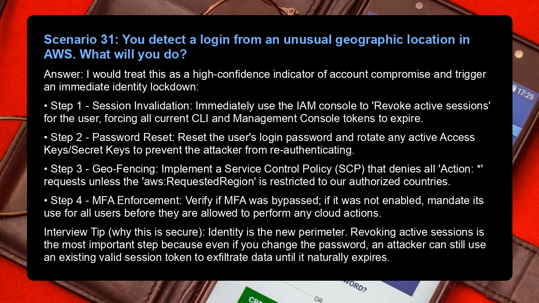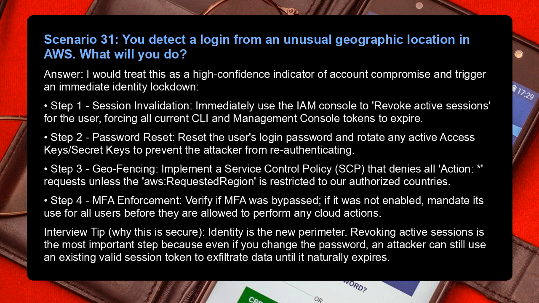Scenario 31. You detect a login from an unusual geographic location in AWS. What will you do? Answer: I would treat this as a high-confidence indicator of account compromise and trigger an immediate identity lockdown. Step 1. Session invalidation. Immediately use the IAM console to revoke active sessions for the user, forcing all current CLI and management console tokens to expire. Step 2. Password reset. Reset the user's login password and rotate any active access keys and secret keys to prevent the attacker from re-authenticating.